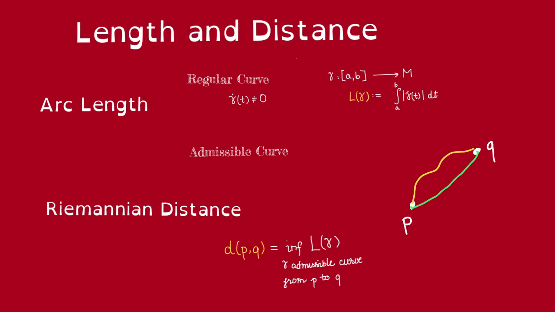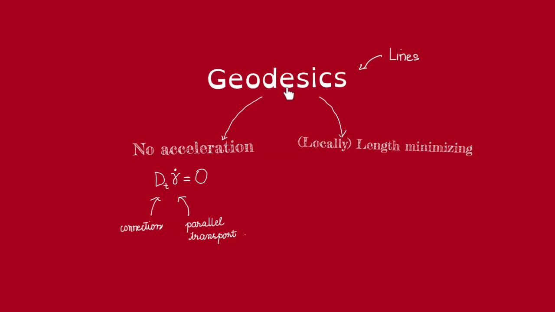But remember, what started our discussion about length and distance? That was geodesics. Remember, we want geodesics to be the generalization of the notion of lines, but now for general Riemannian manifolds. We have defined geodesics to be curves with no acceleration, by which we mean these are curves whose velocity vector field has covariant derivative 0. Now, we want to give another characterization of it, which is that geodesics are locally length minimizing curves.